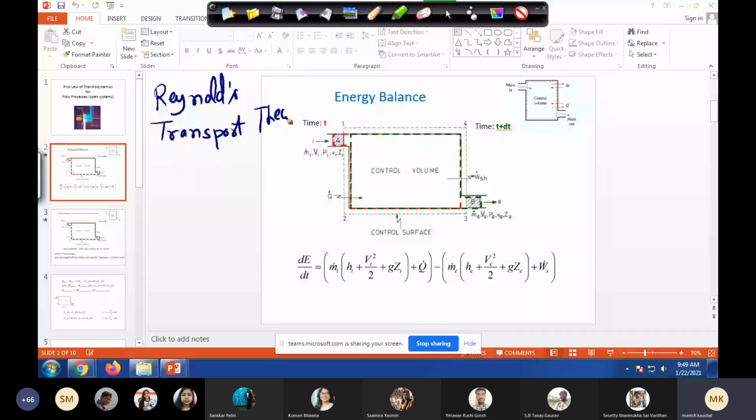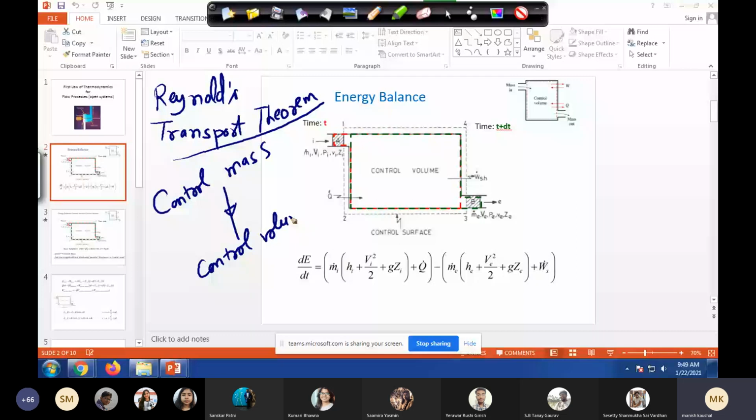What I will do, so this is a very general theorem for bridging control mass to control volume, so that you can apply the fundamental principle first here and then automatically they will get modified in terms of control volume. Okay, so this is called RTT.